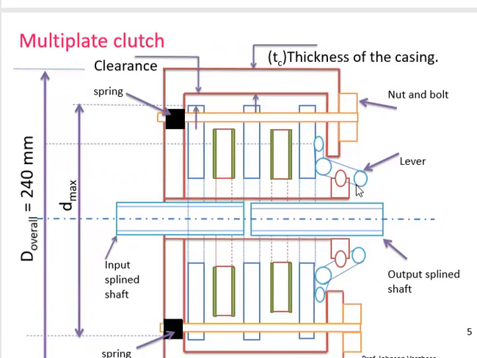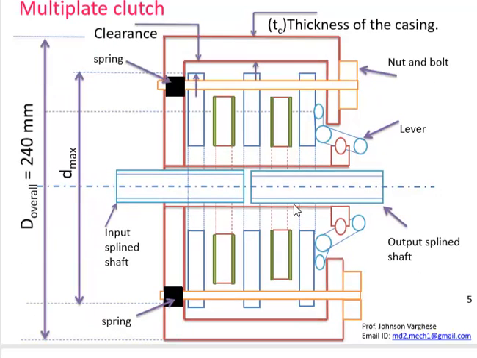Now we look into the figure. As we can see in the figure, this particular part is called the input spline shaft. So it's a spline shaft, and here we can see the output spline shaft. The type of shaft used in the multi-plate clutch is called a split shaft, so the shaft is divided into two parts.